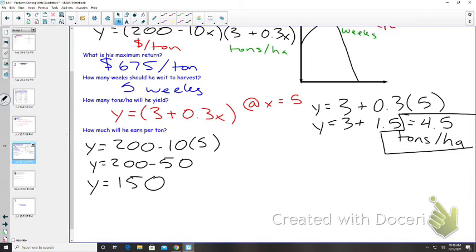Where did you go with this? You're not supposed to go 200 minus 10 times 5. 10 times 5 is 50, minus, right? Oh, I went 190 times 5. Yeah, that's okay. So it's $150 per ton. Did all that work for nothing. It's okay, you flexed your brain. Hey, just gotta keep working at it.